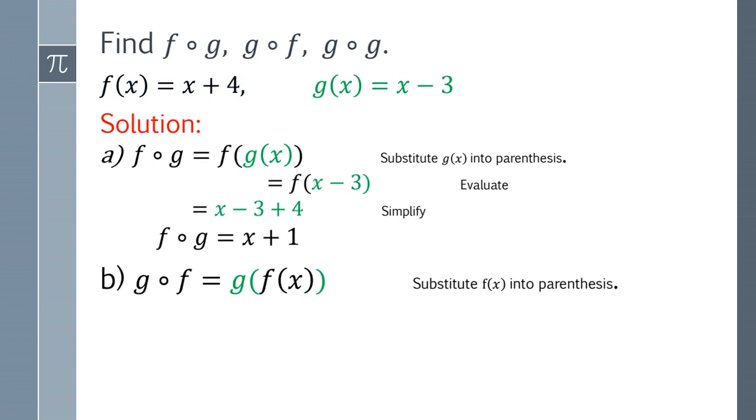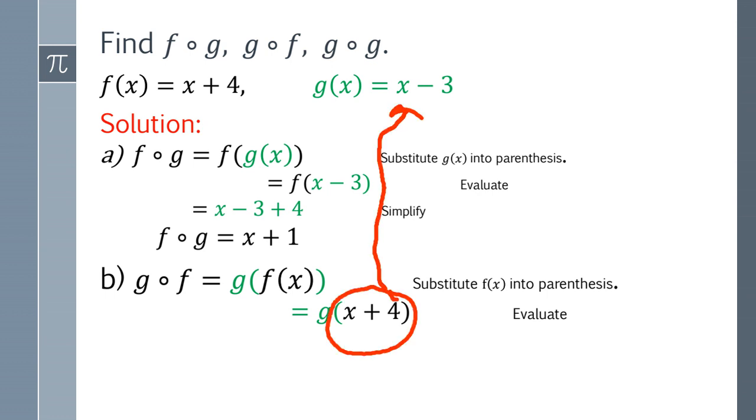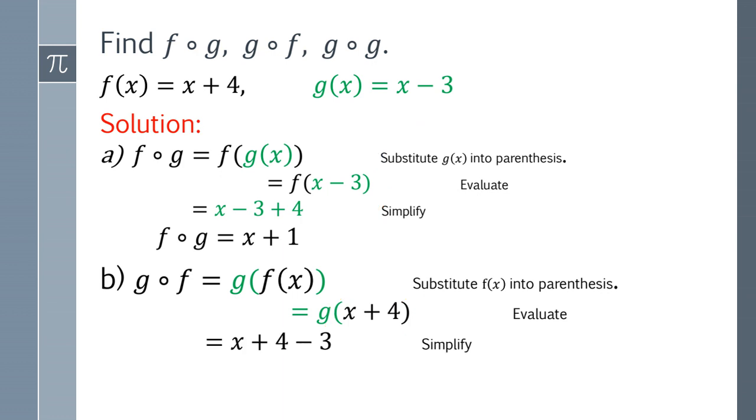Okay, let's try g composed with f. Notice that g is listed first, so g will be on the outside, followed by f of x on the inside. We're going to replace f of x with x plus 4. Now we're going to take whatever is inside of g, which is x plus 4, and go find the function g. Wherever we see an x, we're going to substitute x plus 4 into the x. So we're going to have x plus 4 minus 3. Simplify, we get x plus 1.